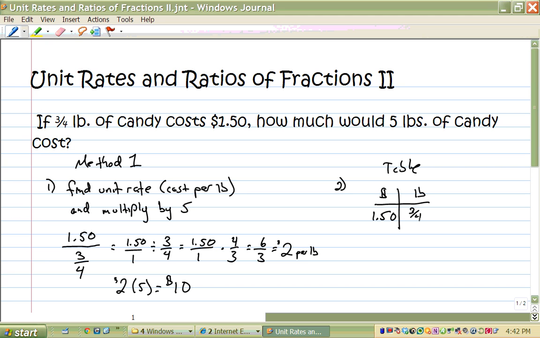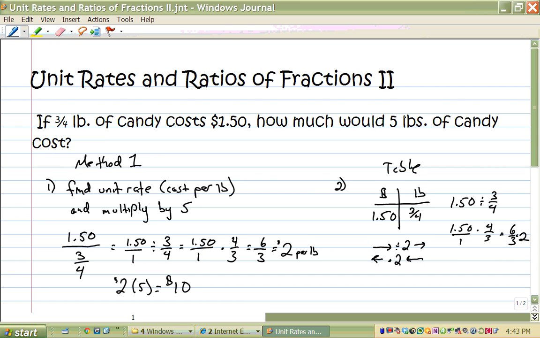And then what I'm going to do is take the number in the first column and divide by the number in the second column. So I'm going to take 1.5 divided by 3/4, which is what we just did. 1.5 times 4/3, and this is equal to 6/3, or 2. So in other words, if I go this way in my table, I would divide by 2. If I go this way in my table, I would do the opposite. I would multiply by 2.